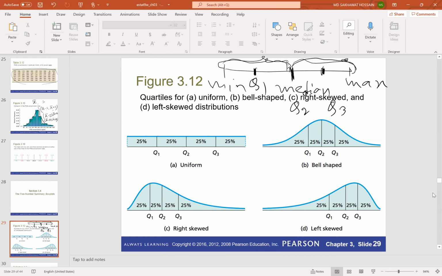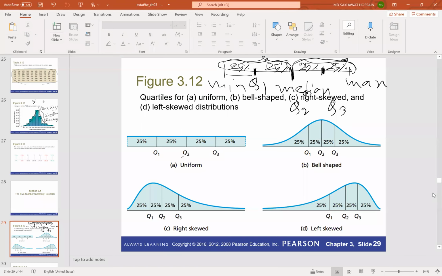Actually, quartiles divide our data set into 4 parts. And on the left of Q1, we have 25% of the observations. And here we have the next 25%. And here we have the next 25%. And here we have the next 25%. So the quartiles divide the data set into 4 parts, right? And quartiles are Q1, Q2, Q3. Q1 is the first quartile, Q2 is the second quartile, which is also the median, and Q3 is the third quartile.